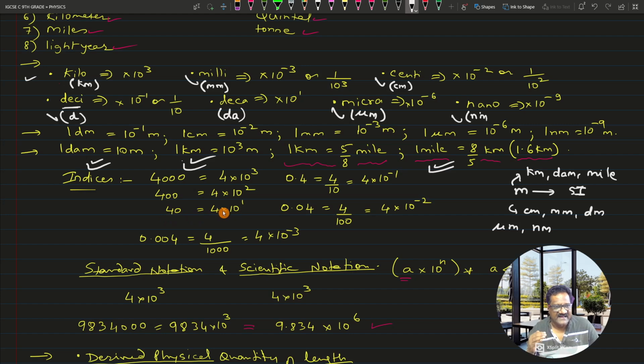Mathematics and physics go hand in hand. So you have to always associate mathematics and physics. Wherever needed, you will have to learn some mathematics as well when you are doing your physics.